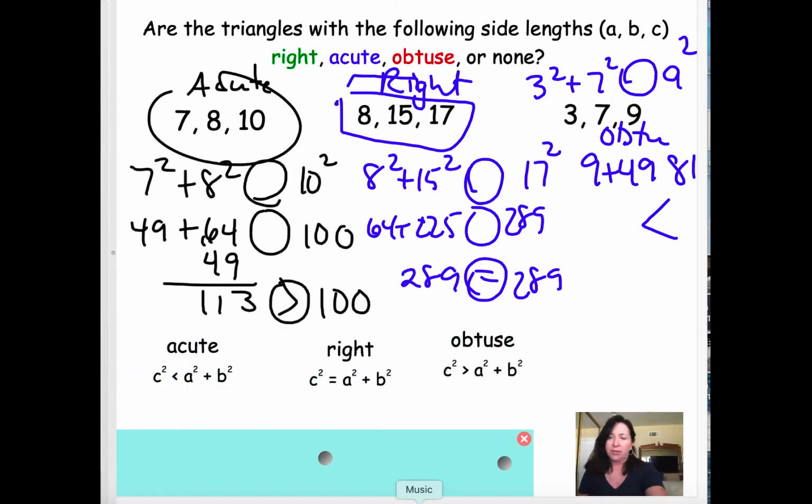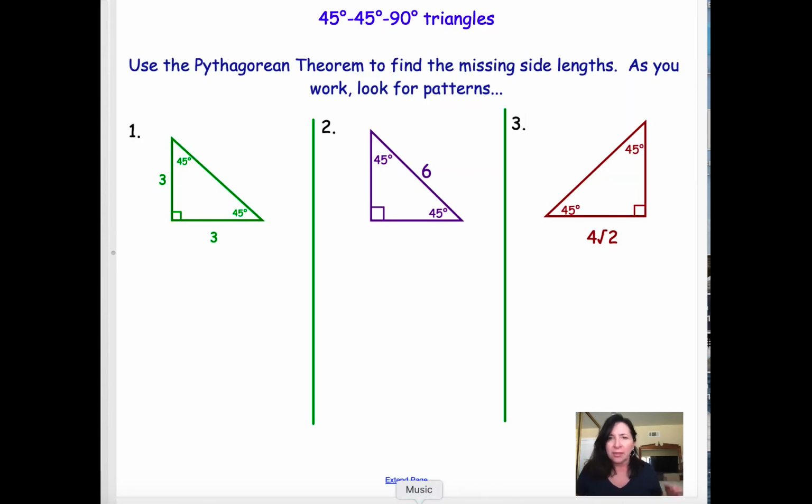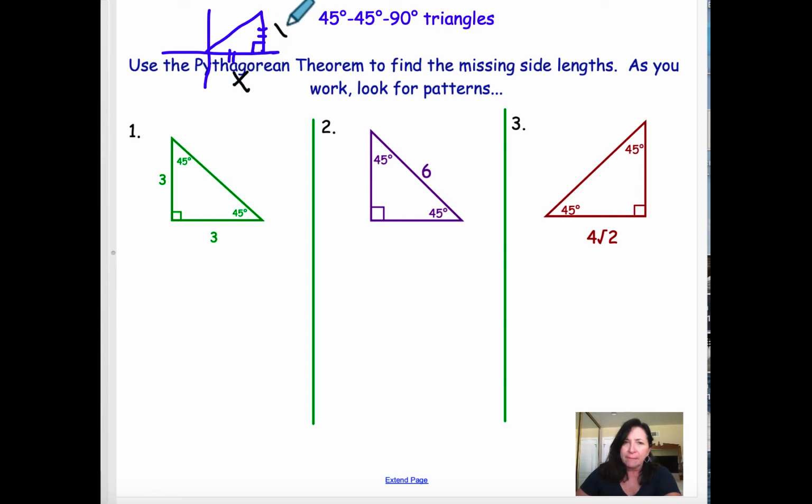Yep, just saying what they are. So then we're back to 45, 45, 90 right triangles. And remember, on the previous page, when I was talking about the Pythagorean theorem, and I was talking about a right triangle that was isosceles, meaning we had two sides that were congruent, I gave you a little formula that said x, x, x root 2.